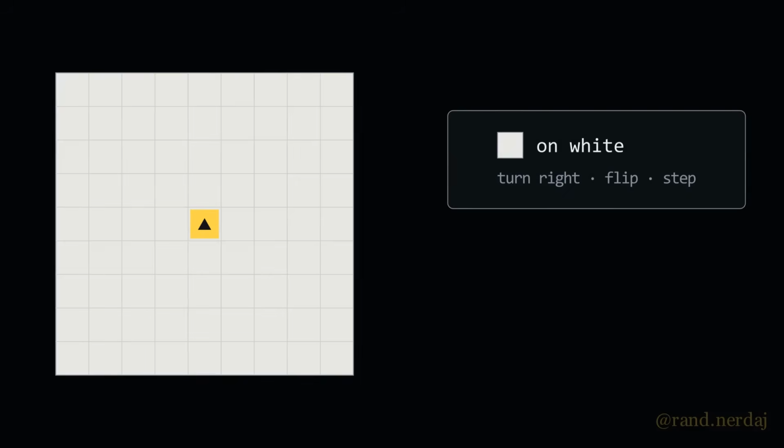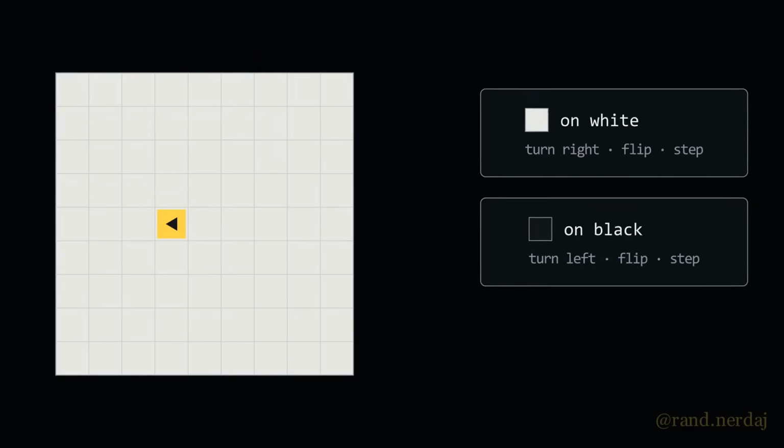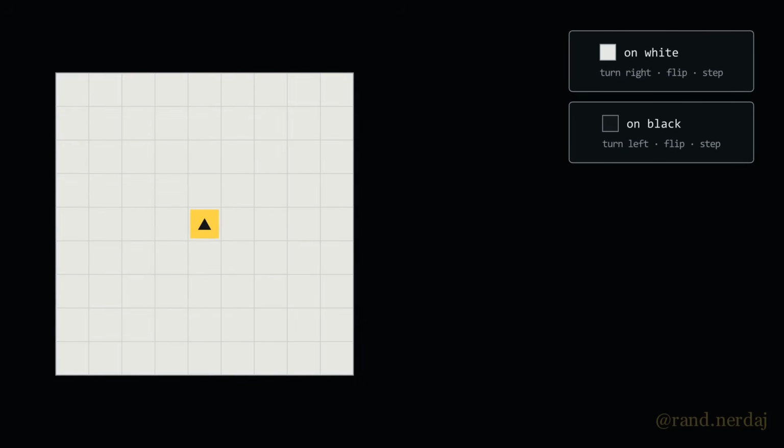If it's on a white square, turn right. Flip the square to black and step forward. If it's on a black square, turn left. Color the square white and step forward. That's the whole machine. No memory, nothing random. Started the same way, it does the exact same thing every single time. So before we run it, what do you think happens?